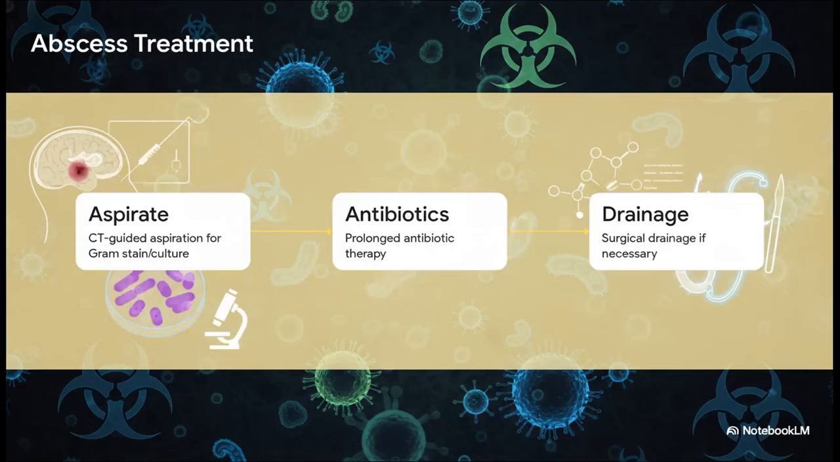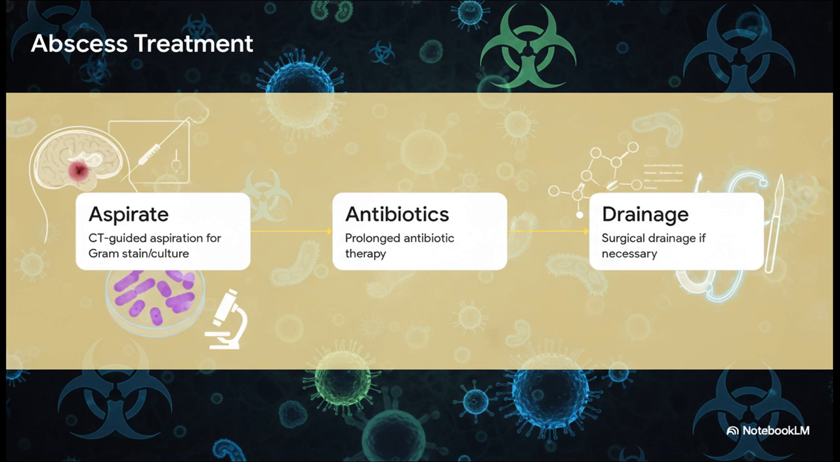Let's walk through the next best steps for that brain abscess. You don't just guess the bug here. Tissue diagnosis via CT-guided aspiration or surgical biopsy is absolutely required to get a gram stain and culture. Only after you secure that tissue sample do you commit the patient to the necessary prolonged antibiotic therapy and potentially further surgical drainage.